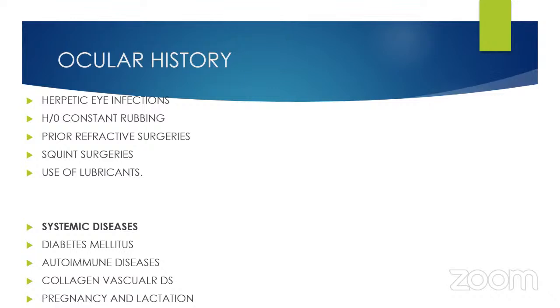In systemic diseases, we need to ask if the patient is a known case of diabetes or autoimmune diseases, collagen vascular diseases, because these are relative contraindications and they might alter wound healing. Pregnancy and lactation are also contraindicated, and any hormonal therapy, especially in PCOD patients, should be ruled out.